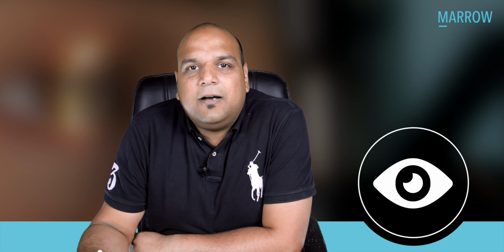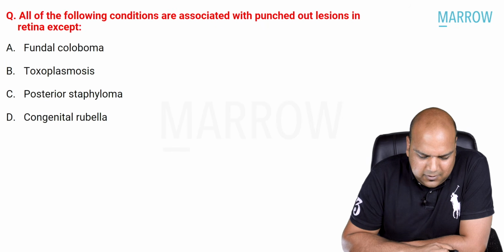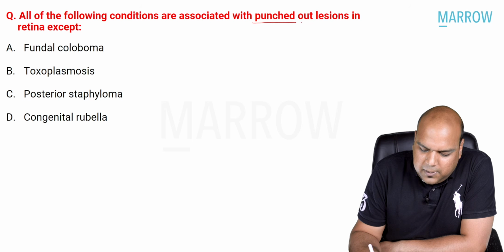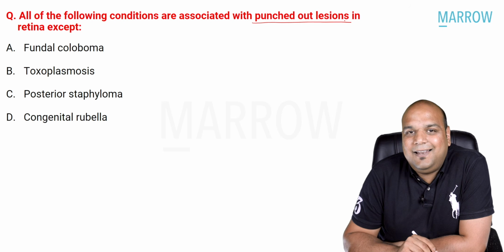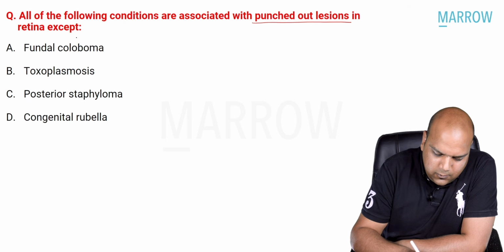Let us start with our recall session. Question number 1, INI CET May 2022 for ophthalmology. Question number 1 was, all of the following conditions are associated with a punched out lesion in the retina except. Okay, so this was an all except question. That is the first thing to note.